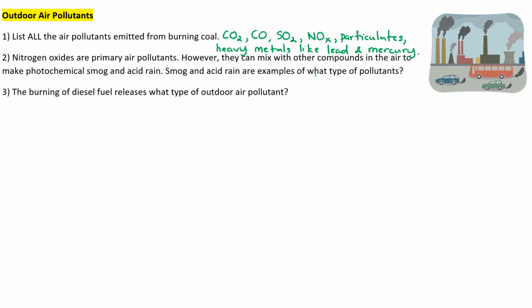Number two, nitrogen oxides are primary air pollutants. However, they can mix with other compounds in the air to make photochemical smog and acid rain. Smog and acid rain are examples of what type of pollutants? Secondary air pollutants.